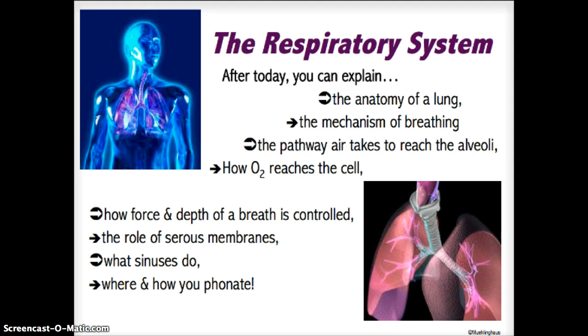We talk about the control of force and depth of breathing, the role in the lungs of the serous membranes, which is very important. We briefly touch on the sinuses, and also where do we phonate, which means where do we make vocals, where do we vocalize, where do we speak from.